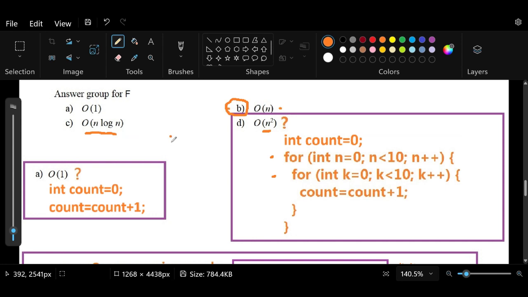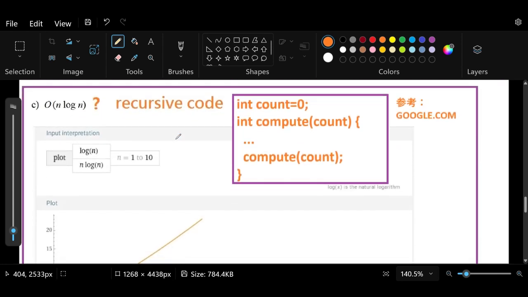Now, we have here another one where we got O of n log n, and we want to know what this means, right? I have here an example where the code is recursive, and it looks something like this. We know that a recursive algorithm is supposed to call itself. So if the function name is compute, inside it there is a call to itself. Because of that, it's supposed to run at a speed much faster than n squared. And in this case, it's supposed to be n log n.